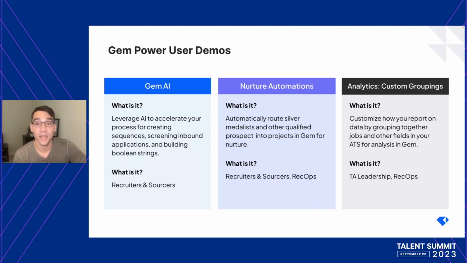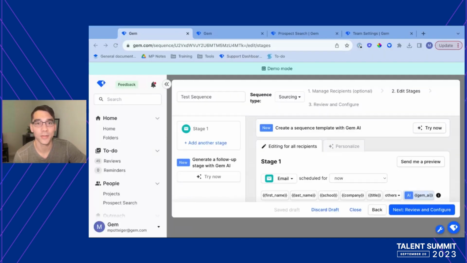Finally, we're going to dive into an analytics demo that's focused on custom groupings, which gives you more reporting flexibility. This is going to be especially impactful for rec ops professionals, but also for TA leadership. So let's go ahead and dive into the screen share and we'll start walking through the demos.